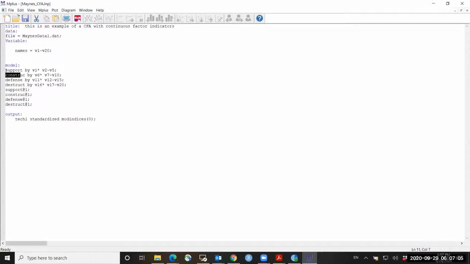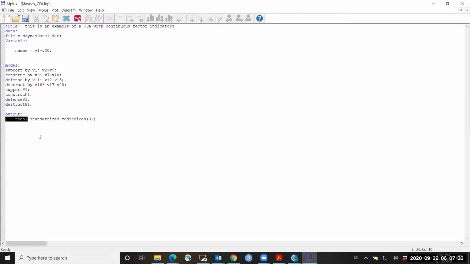So here I have 4 factors measured by 5 indicators each. And then after that, I have the 4 variances. I could delete these 4 variances that are being fixed to 1 here, but if I did that, I would have to, by default, allow Mplus to fix one of the factor loadings to 1. Okay, I'm asking for standardized results.